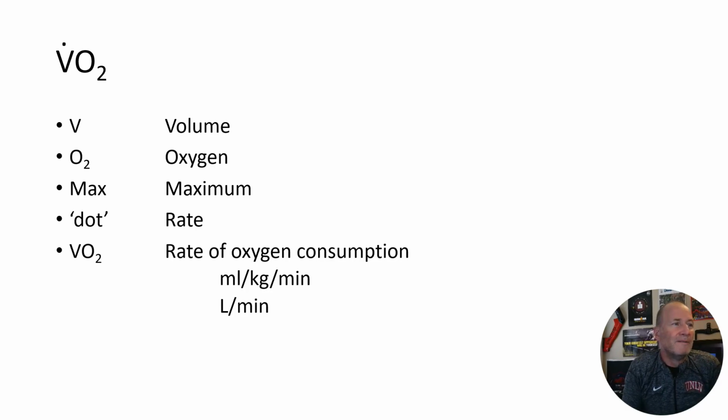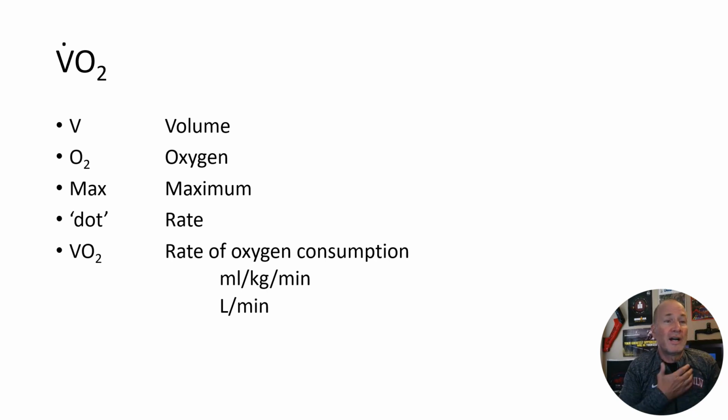It's on the next slide probably. Max, which is not here right now, is the maximum rate of something, in this case VO2. The dot represents the rate. So without the max listed here, VO2 with the dot is rate of oxygen consumed. And the units that we typically use are mLs per kg body mass per minute, or liters per minute. The first is typically referred to as a relative set of units, relative to body weight. The second set of units is typically referred to as an absolute value. And notice the max is not up here.